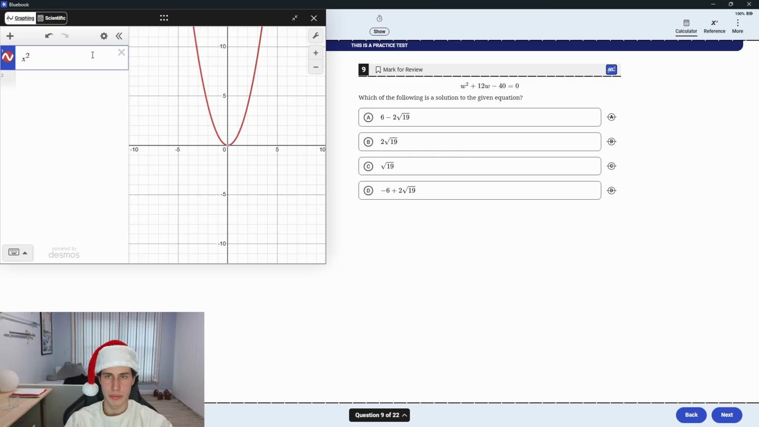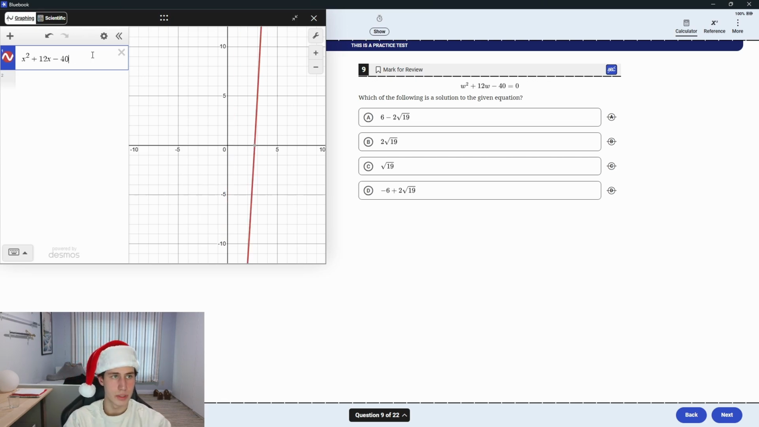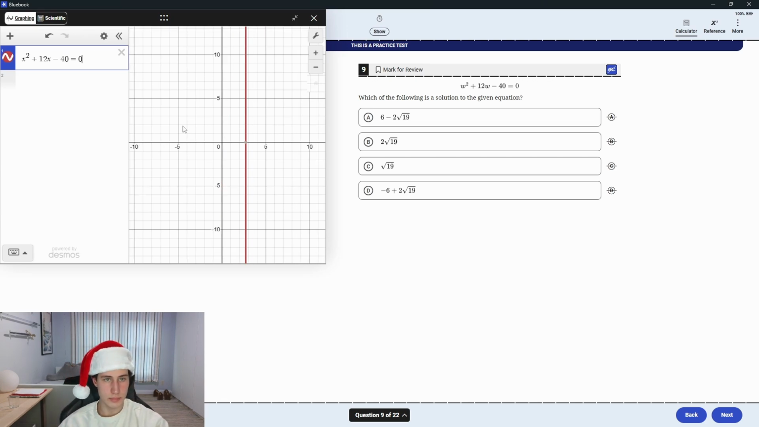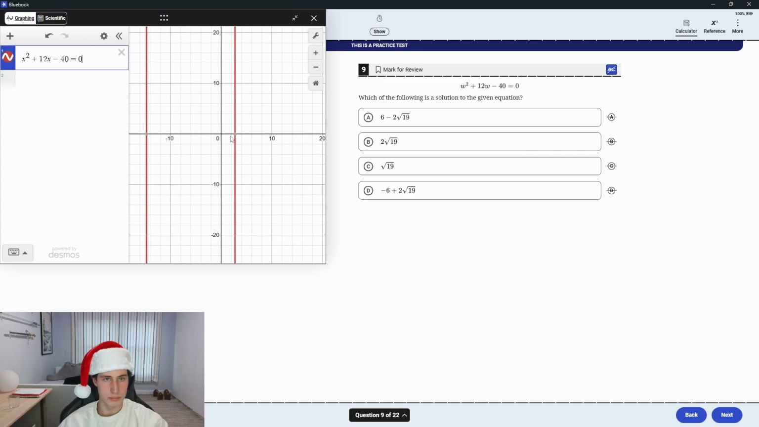Which of the following is a solution to the given equation? Okay, we'll rewrite w as x, so that Desmos recognizes it as a variable. And that's negative 40 equals 0. And then we have this as 2.7. So we'll try a bunch of different answer choices, and we also have negative 14.7 as an answer choice. So we'll guess and check all of these and see which one matches up.